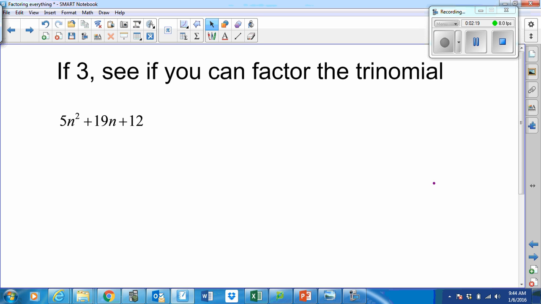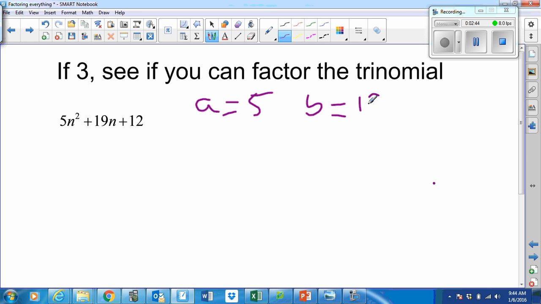So the book that we have teaches a very good way of factoring trinomials, and it takes practice, which is why this is in your factoring packet right now. But if you do it this way, it gets rid of a lot of the guess and check that's involved with it. And so the first thing you want to do is identify A and B and C. And so in this case, A is 5, B is 19, and C is 12.